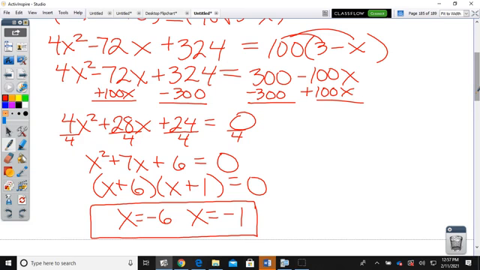This seems about right. The quadratic formula is b squared minus 4ac under the radical, yes. It's negative b plus or minus the square root of b squared minus 4ac, all over 2a. Yes.